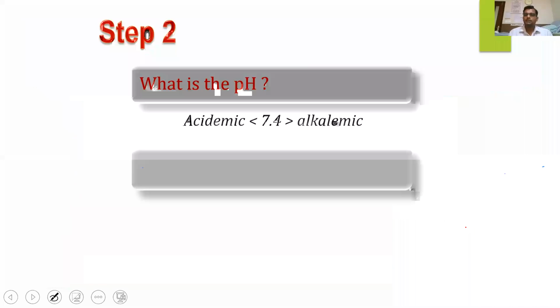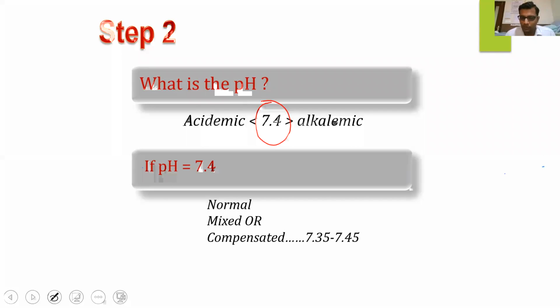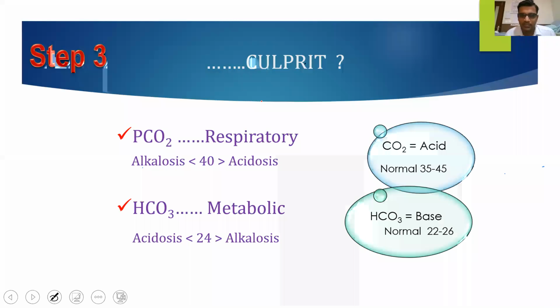So what is the pH? I told you for analysis purposes, we take 7.4 as a single value. Any pH below 7.4 will be acidosis or acidemia, and pH above 7.4 will be alkalosis. Even if the pH is 7.4, it can be normal, or it can be a mixed disorder, or it could be a compensated disorder.